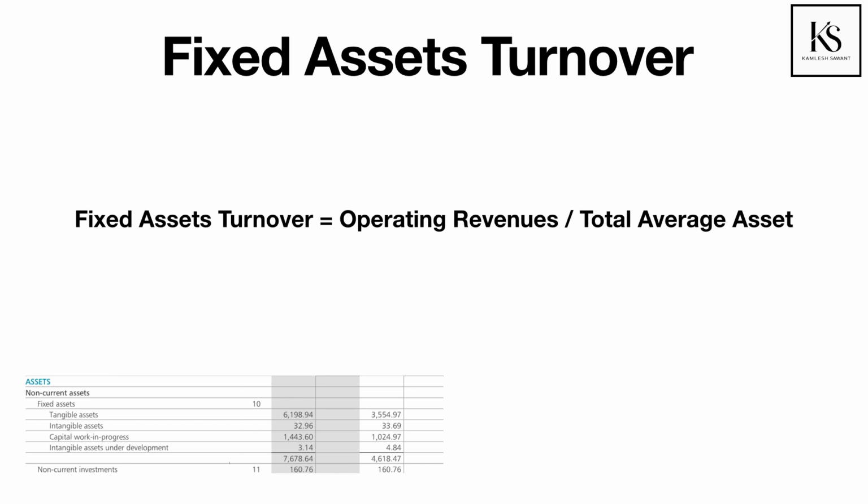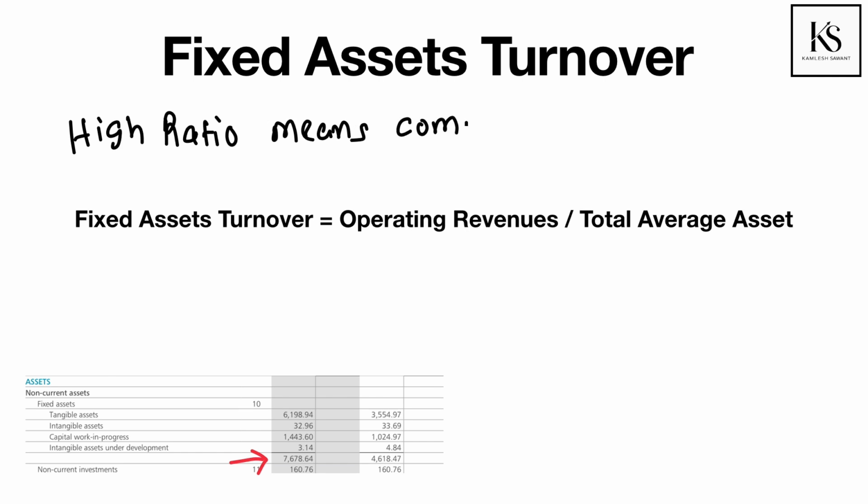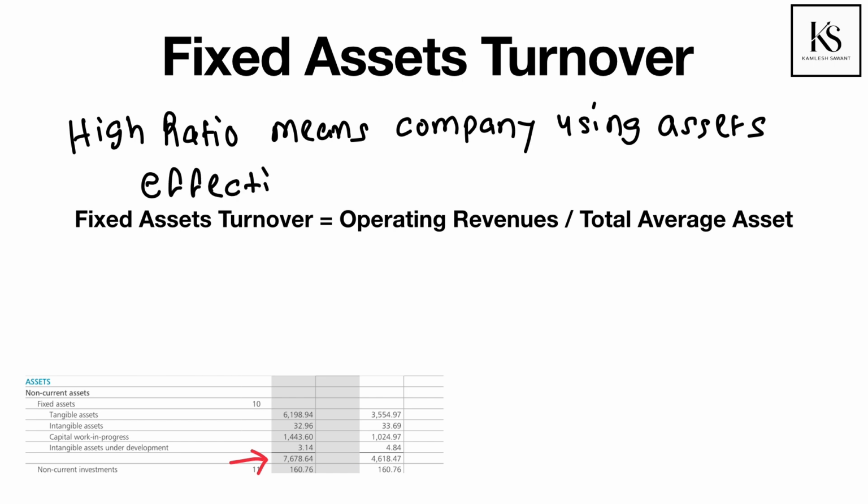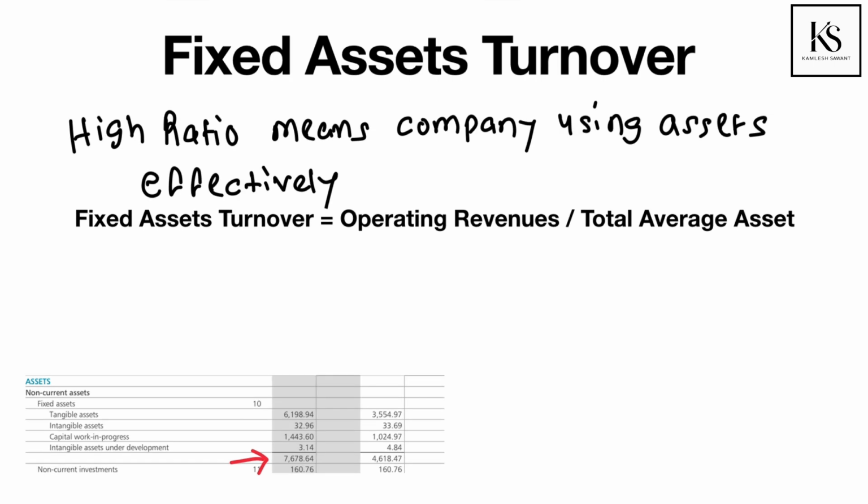The asset considered while calculating the fixed asset turnover should be net of accumulated depreciation, which is nothing but the net block of the company. It should also include capital work in progress. Also, we take the average assets for reasons discussed in the previous video.